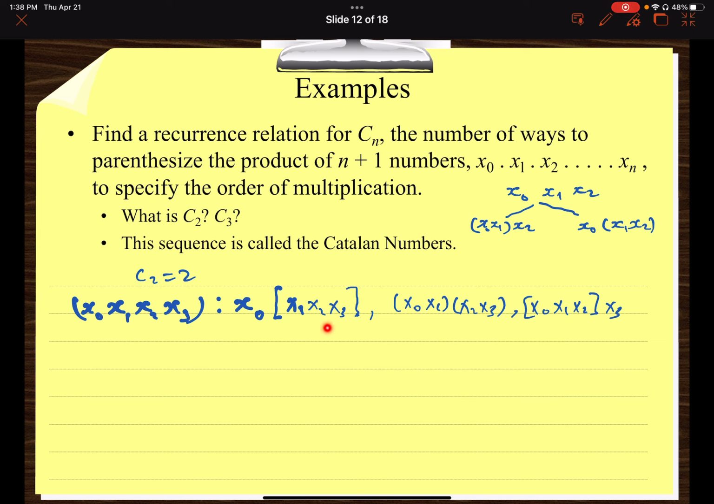So this one is 2. This one is 1. What about this one? This one is 2. So what's the total? The total is 5.